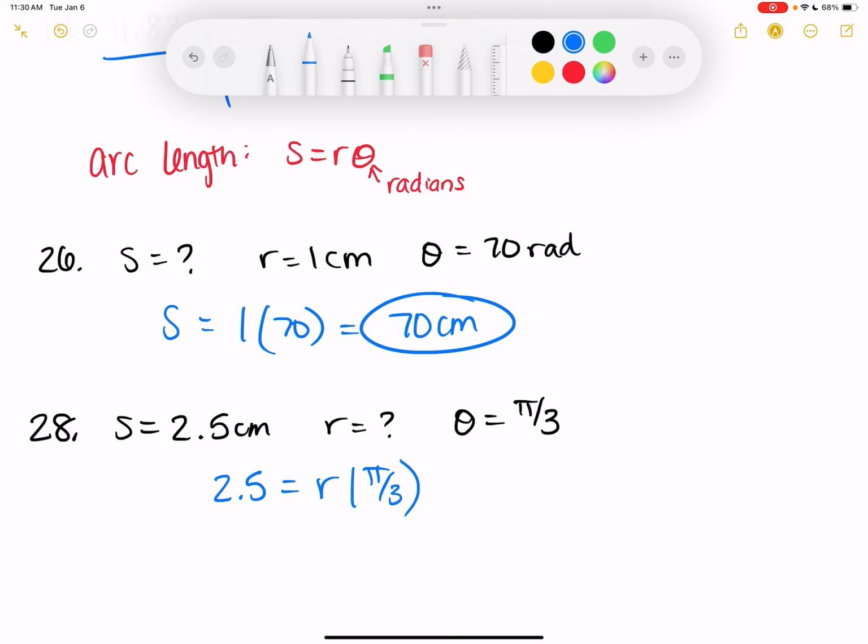So we're going to multiply by 3, divide by pi. Somebody tell me what that's equal to. 2.4. Yeah. 2.4 and centimeters.